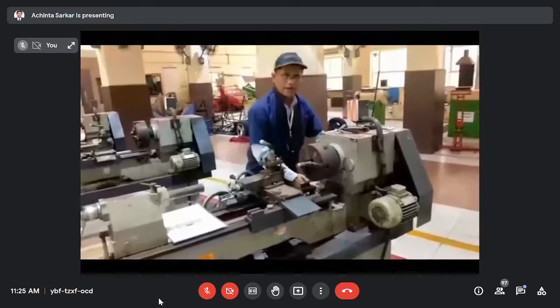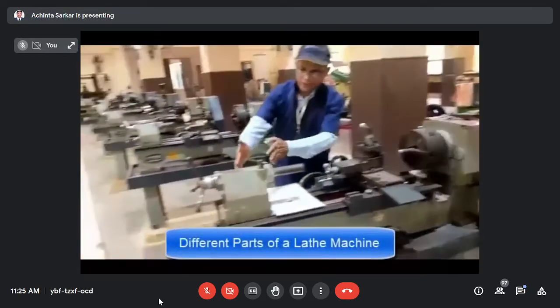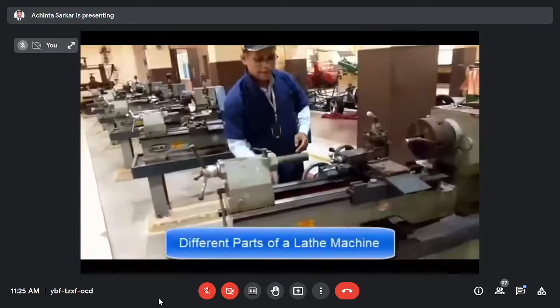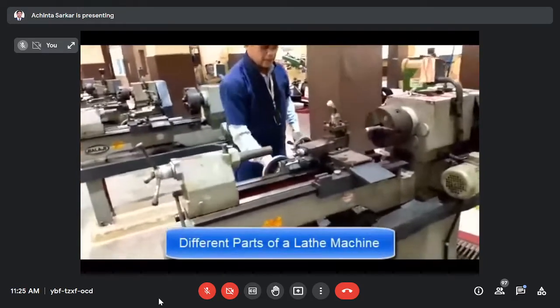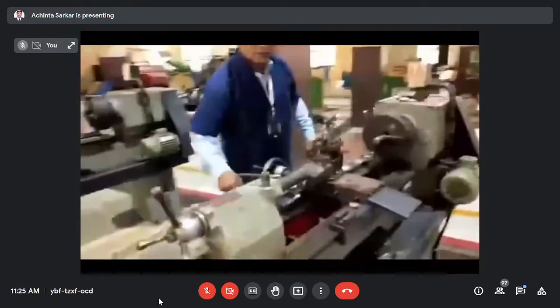This part is called the headstock. Is the video visible, right? And the audio audible, right? Yes, sir.